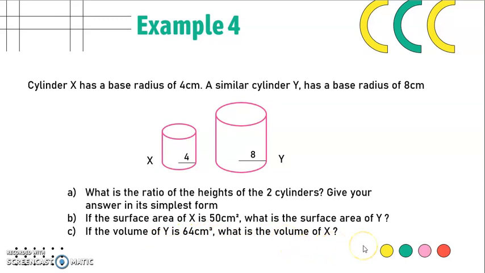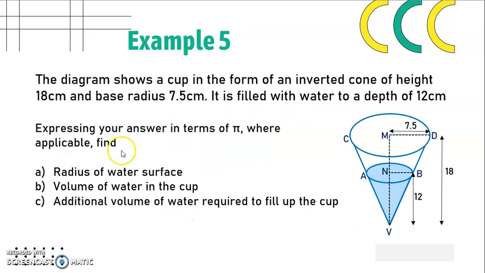Okay, so this is example 4. And then the next one, example 5. The diagram shows a cup in the form of an inverted cone of height 18 cm and base radius of 7.5 cm. It is filled with water to a depth of 12 cm. Express your answer in terms of pi where applicable. Find A, radius of water surface, which is here, and B, volume of water in the cup, C, additional volume of water required to fill up the cup. So here, the white one.